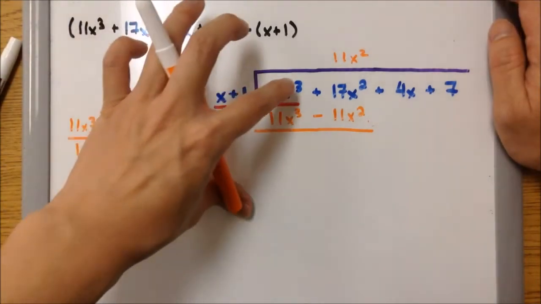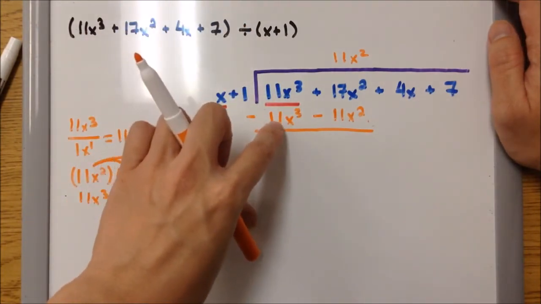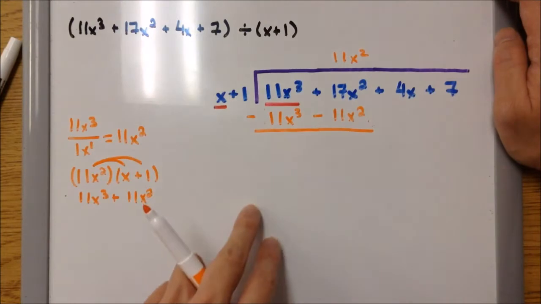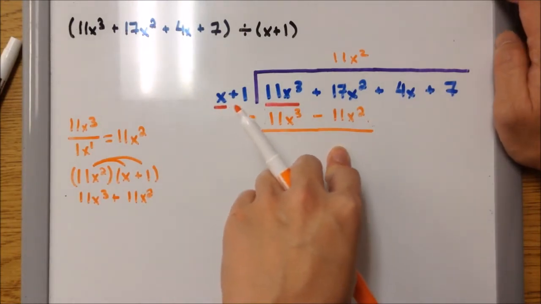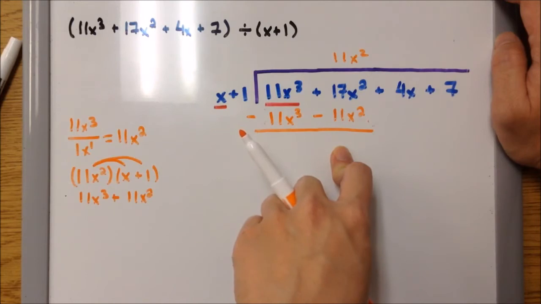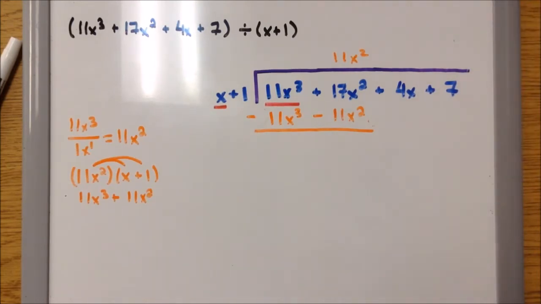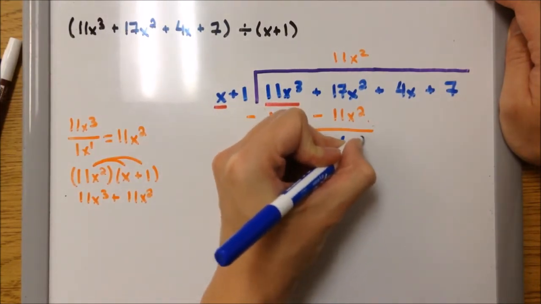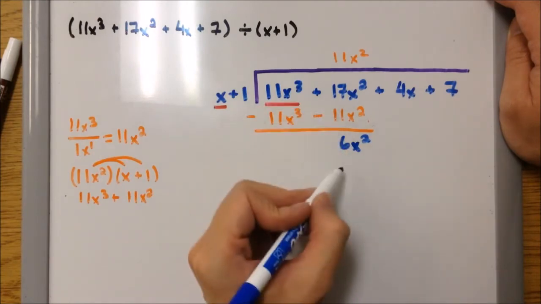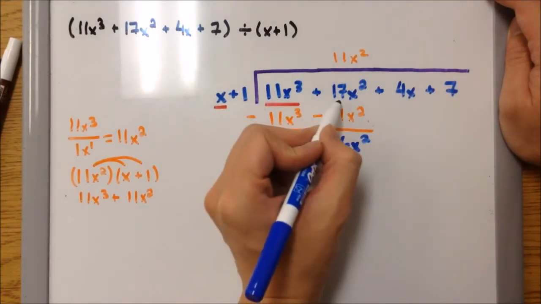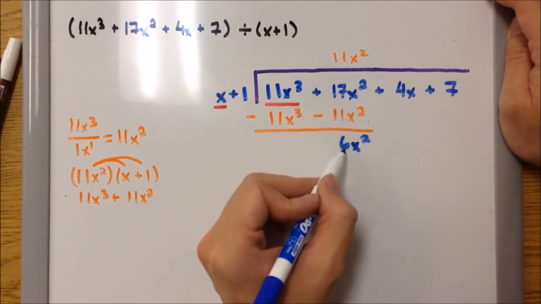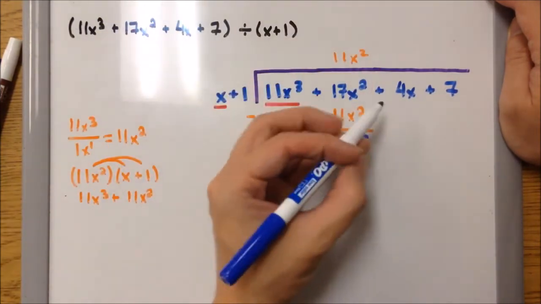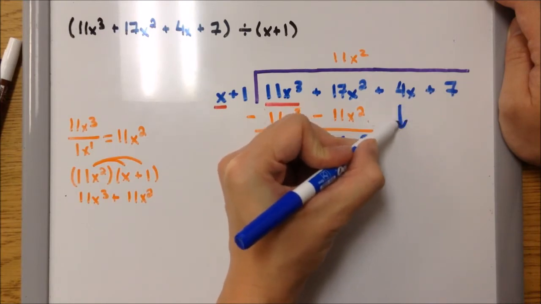Alright, so 11x to the third minus 11x to the third, well, that's going to cancel out. Then I'm going to look at this one. If it's a positive 17x squared minus 11x squared, I'm left with simply 6x squared. So a positive 17x squared minus 11x squared will be simply 6x squared. And then I'm going to bring down the plus 4x.